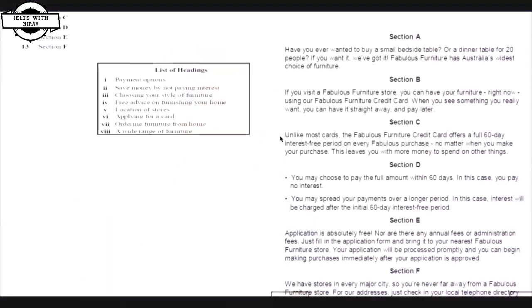So here I have one example for you, friends. Just have a look at it. So here is your example. Here you have to solve these 4 questions: Question 10, 11, 12 and 13. You have to find a suitable heading for sections C, D, E and F. But the tips and method will remain the same.